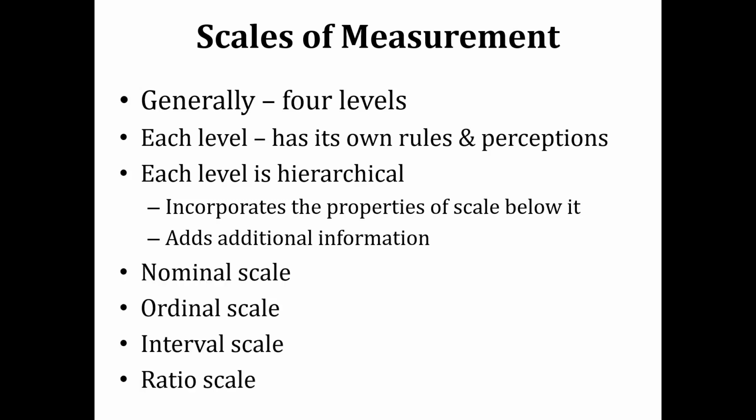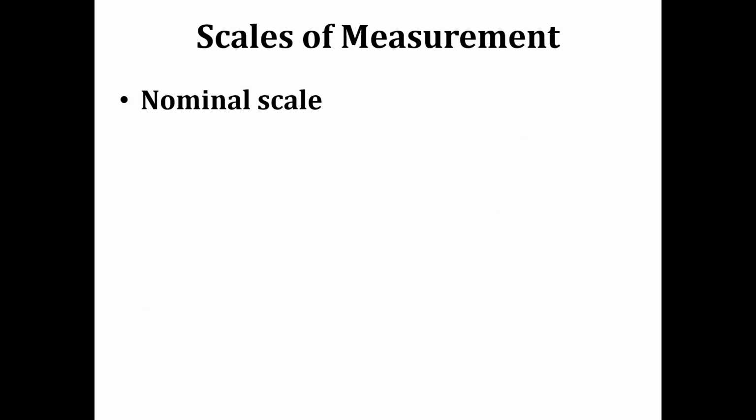And these are those 4 levels. The most basic one is the nominal scale, then ordinal, interval, and the highest scale is the ratio scale. So these are the 4 levels, and these are hierarchical levels, right? And each one has its own rules and perceptions. So these are the 4 levels of measurement, starting from the most fundamental or most basic scale of measurement, which is the nominal scale.